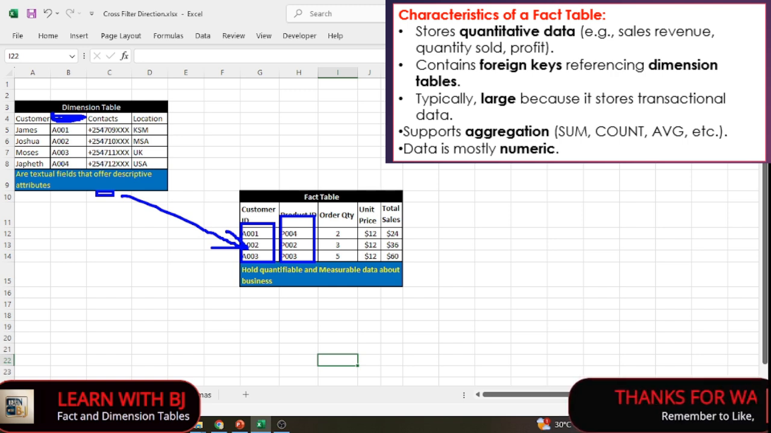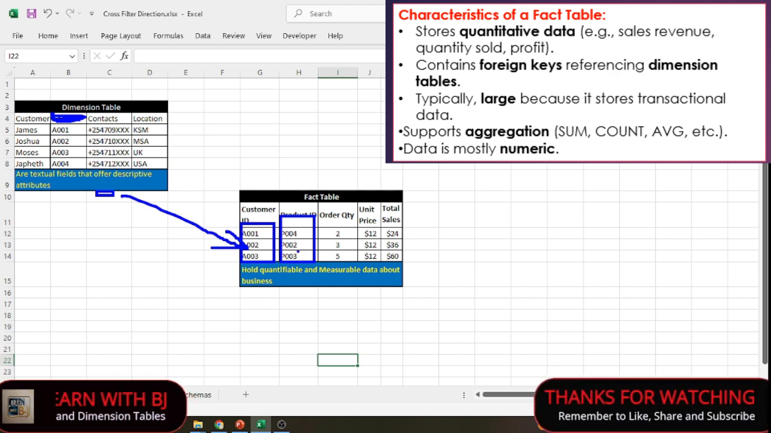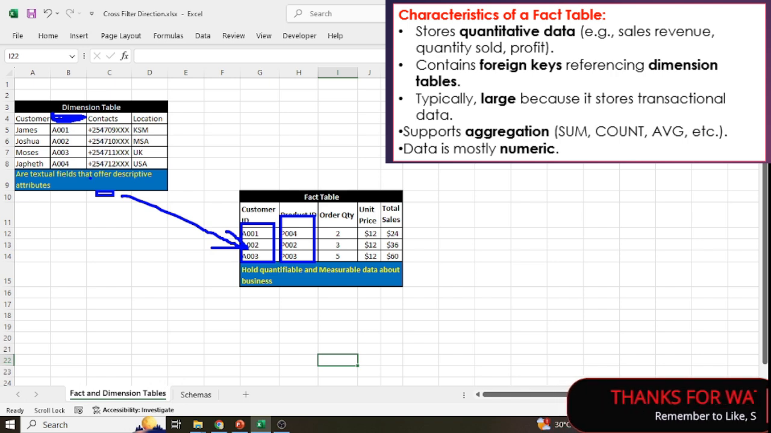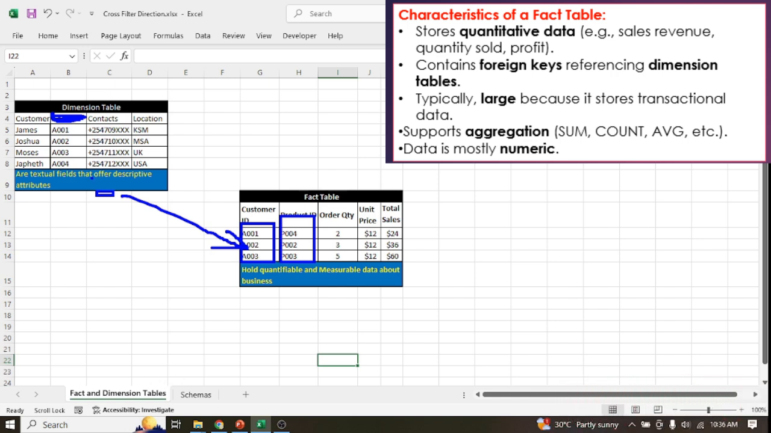So we have primary keys in the dimension table, and within the fact table we have foreign keys which will reference primary keys within the dimension table. And then again we are also saying that they have another characteristic of having a large amount of data. So the data is a large amount because they are transactional.